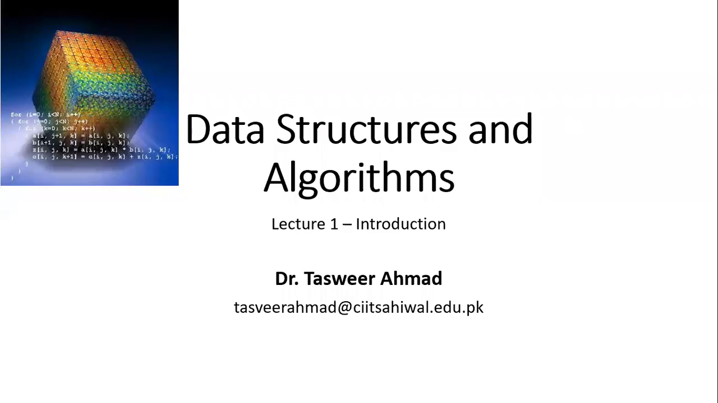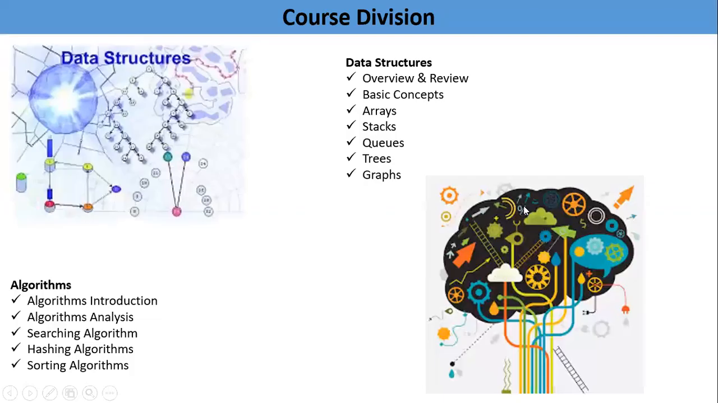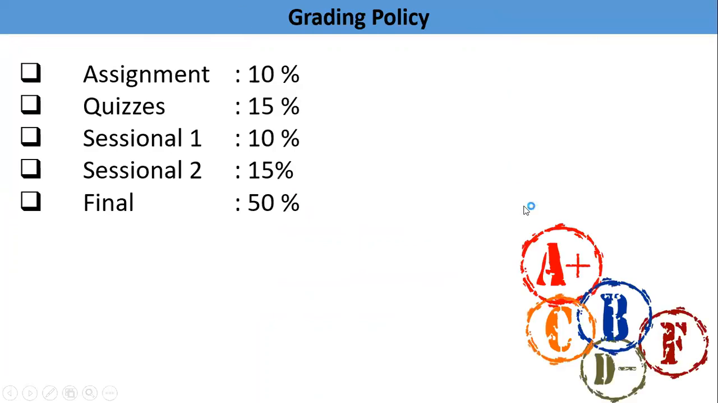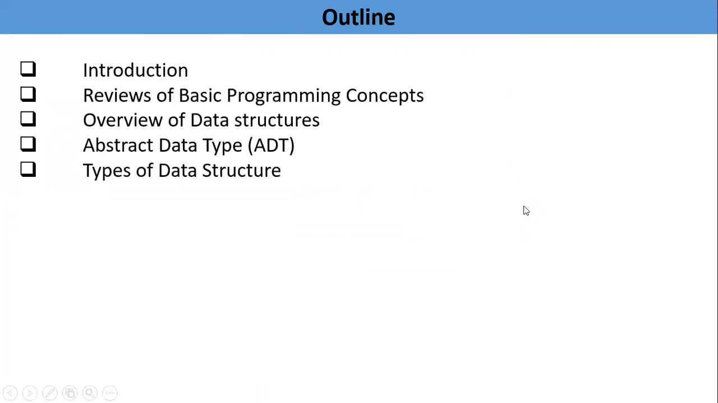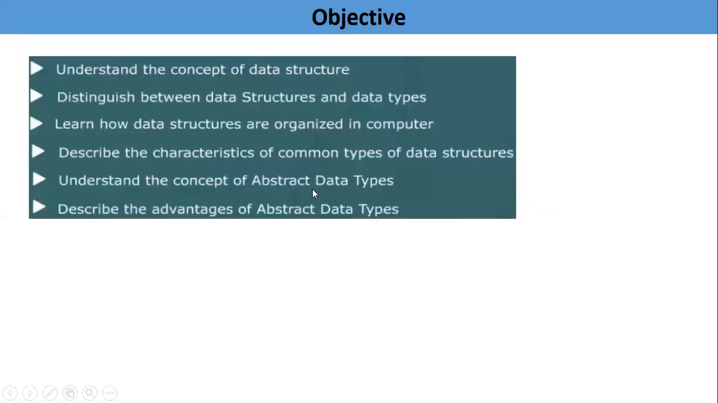Hello, today we are going to talk about the course of data structure and algorithm. This is the brief outline of the course that we will discuss: the introduction, basic reviews of the programming concepts, overview, abstract data types, and types of the data structure. This is the outline for this lecture.